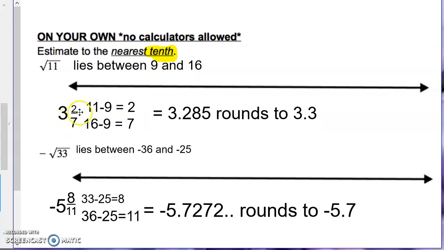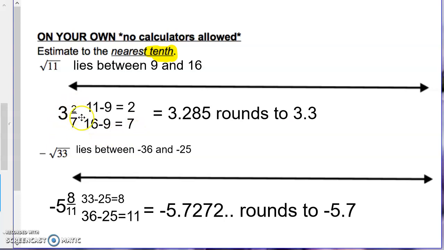Well, I start with 3. My top number is going to be the distance between 11 and 9. So 11 minus 9 is obviously 2. And then my bottom number is the distance between those two numbers here. So 16 minus 9 gives me 7. So that means my approximate answer would be 3 2/7.